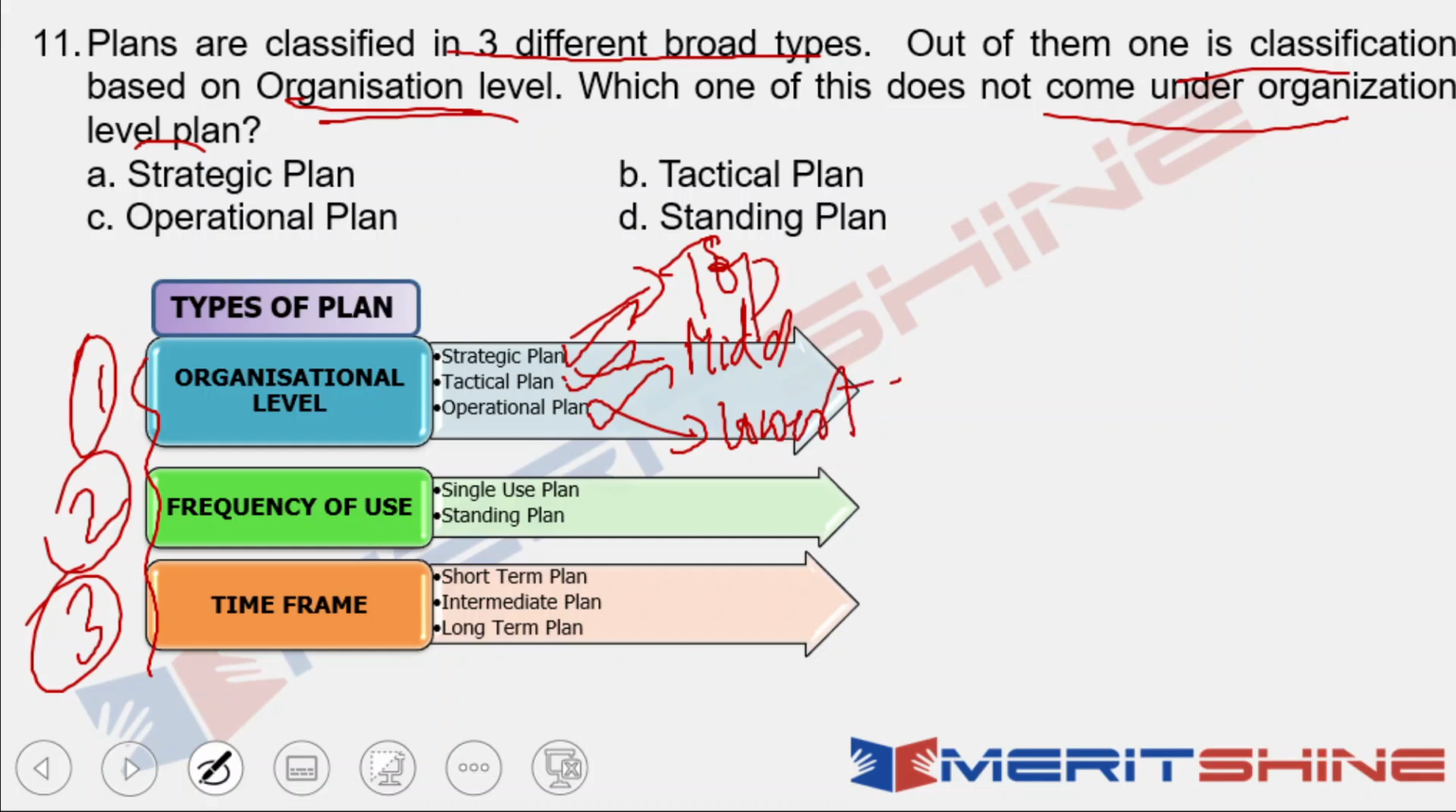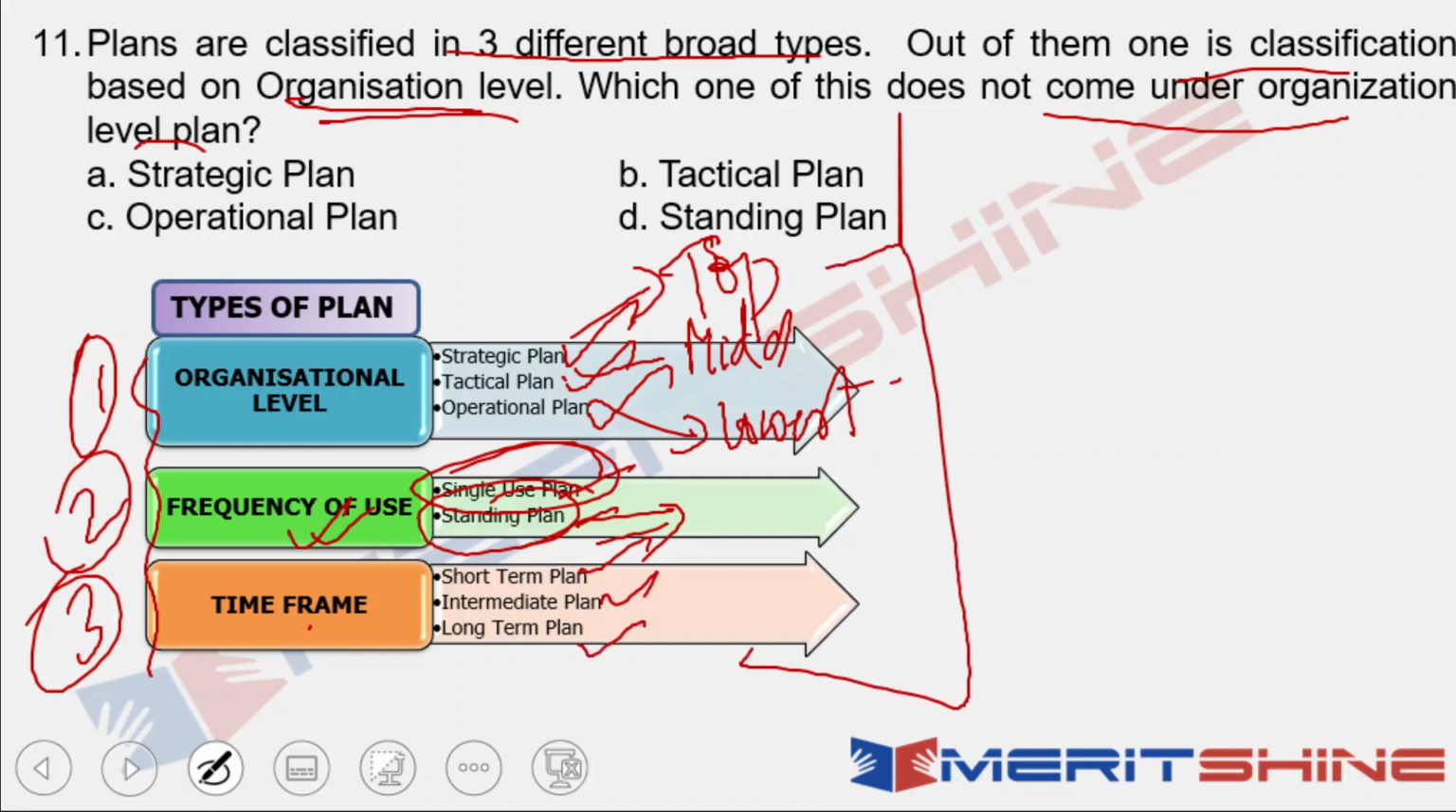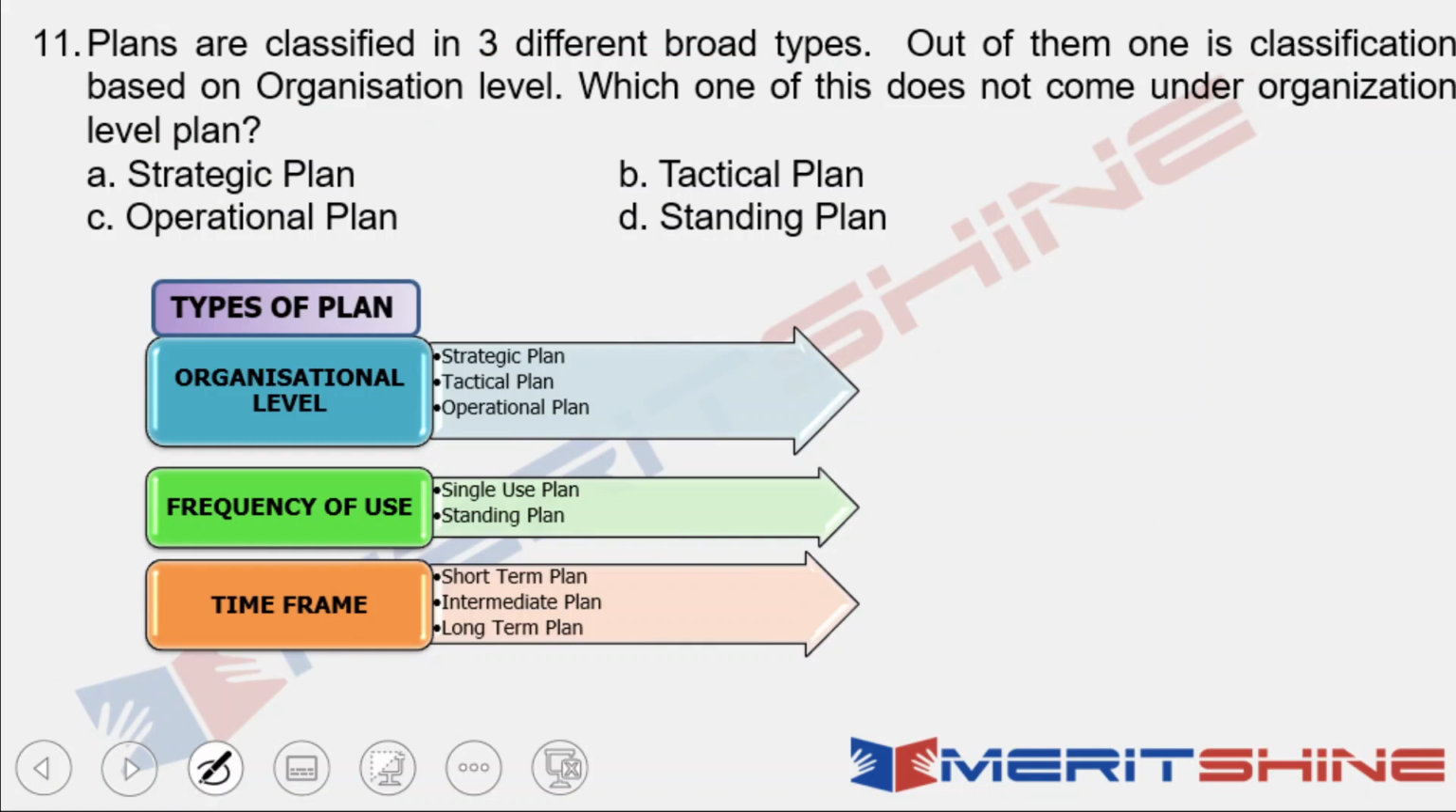Then frequency of use: single use plan, standing plan. How much it is used? One time use only, or plans which would be used always, right? So that is frequency of use. Time frame: short term plan, intermediate plan, long term plan. So this is the summary of types of plan. Now let's look at the question.